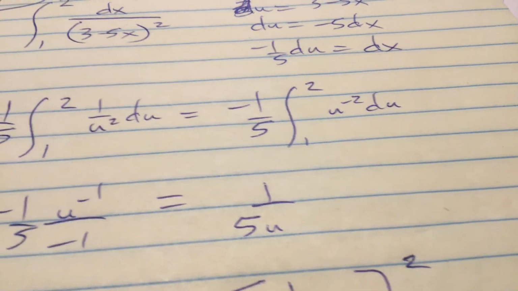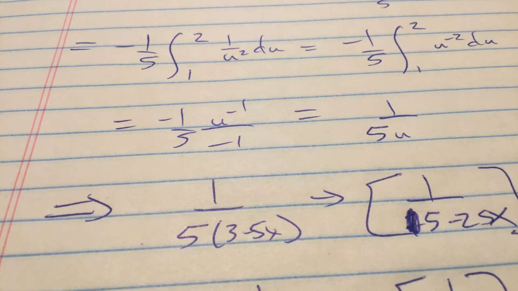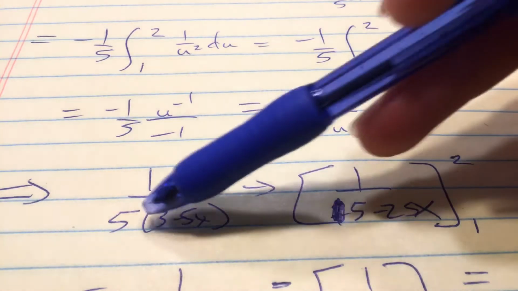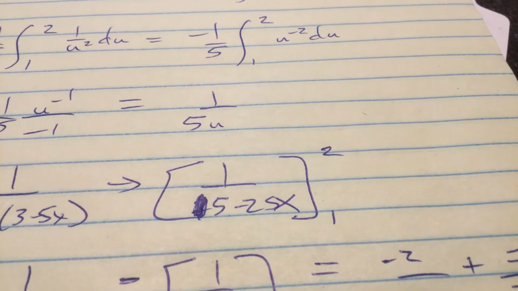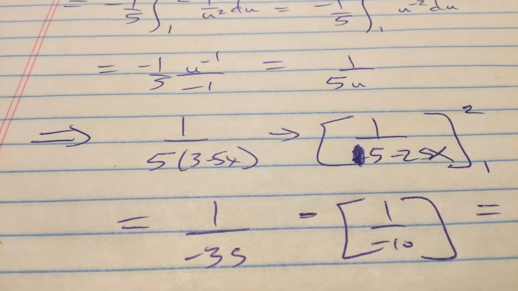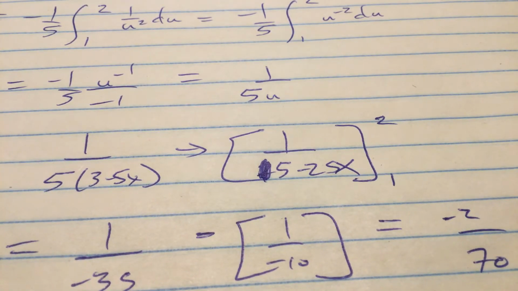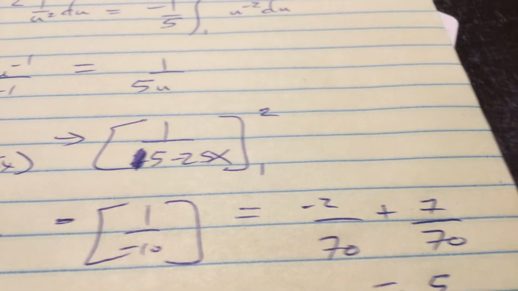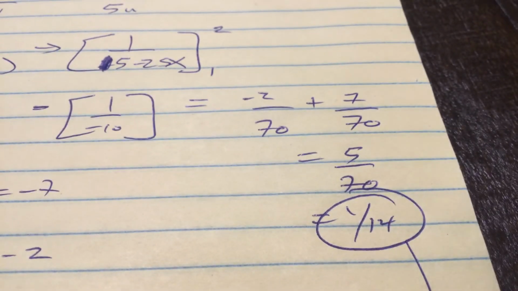1 over 5u. Now remember, what is u? I haven't changed the bounds, so I have to plug 3 minus 5x back in. That would give me 15 minus 25x. I'm going to plug 2 in. That'd be 1 over negative 35, minus, plug 1 in, 1 over negative 10. That's negative 2 over 70 plus 7 over 70, which is 5 over 70, which is a 14th.